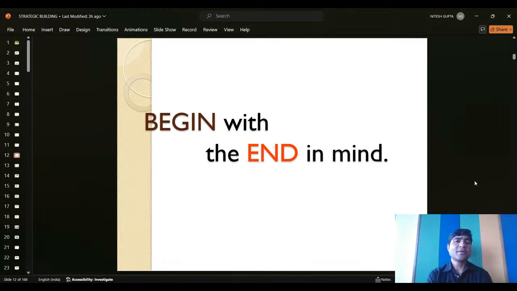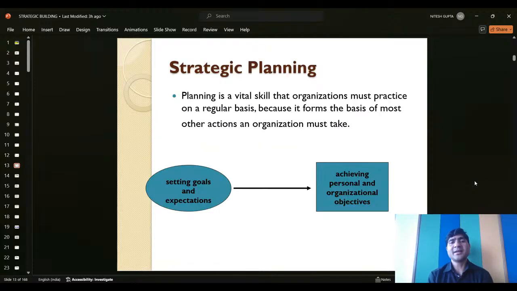And then how you have to focus on? By beginning with the end in the mind. So when you begin with the end in the mind, then you design the strategic planning. Now, this is how we should start.